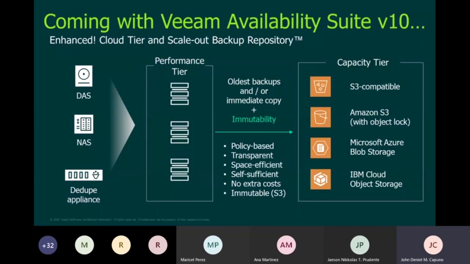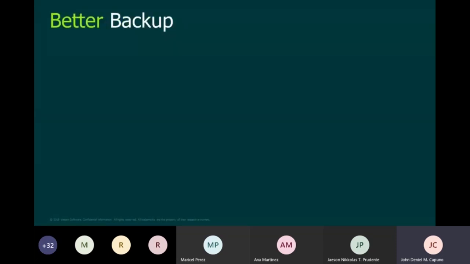So it means it's protected from ransomware, because ransomware cannot make any damage or changes to the data that is already locked with object lock. All right, so next, Veeam has a better backup.